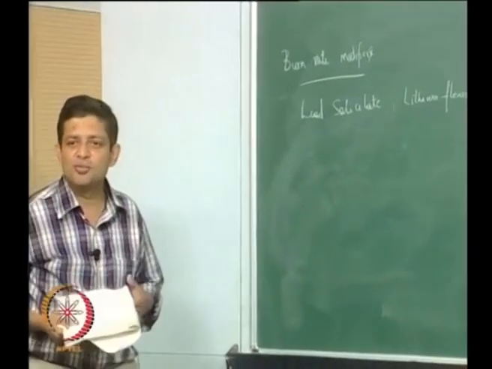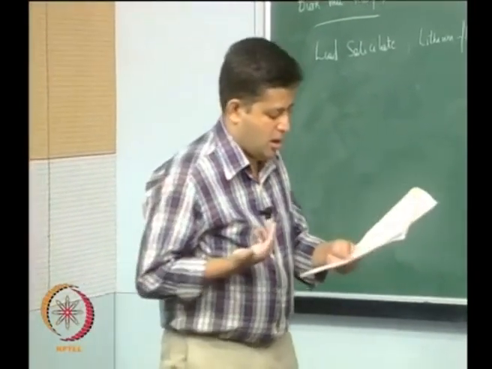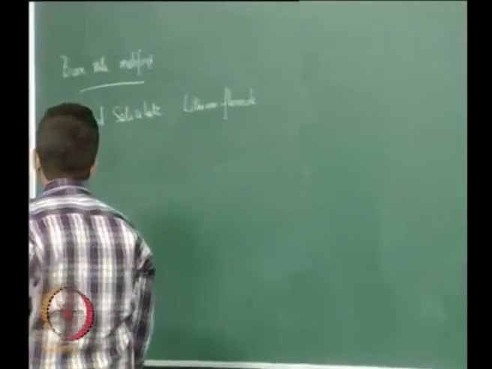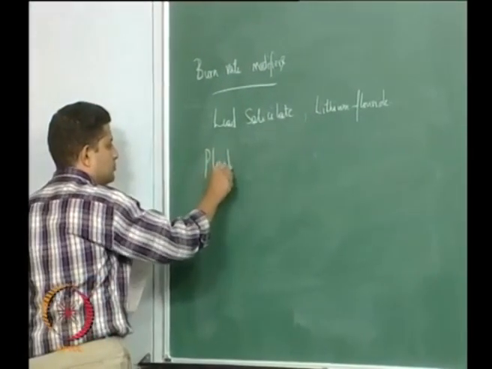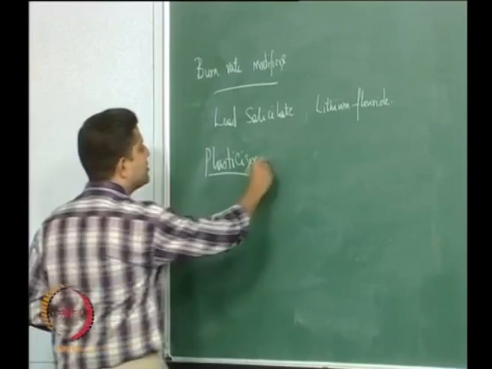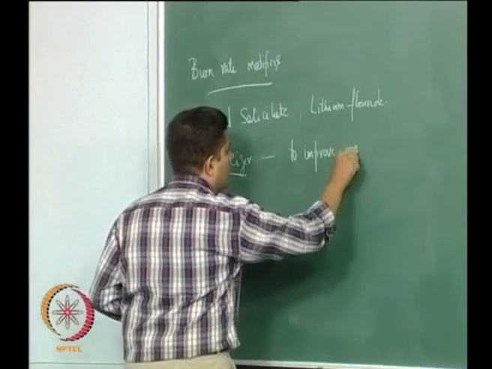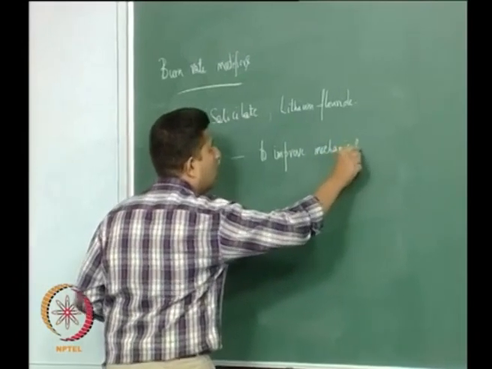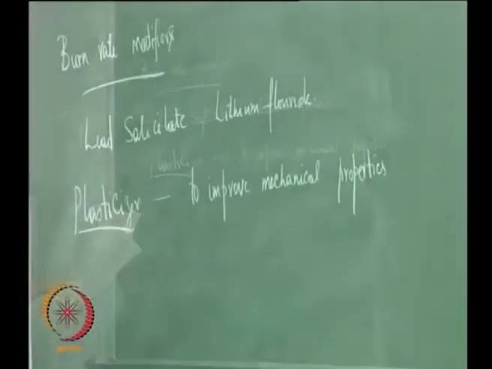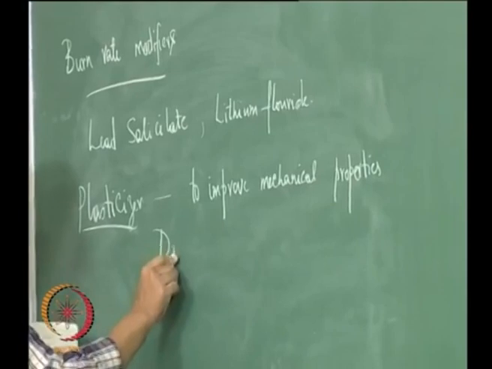Is this going to be good enough to make this kind of solid propellant homogeneous, or do we need to have something else? As I said, it needs very good mechanical properties. So there is something known as a plasticizer. That is added to improve the mechanical properties. The typical plasticizer used is diethyl phthalate.